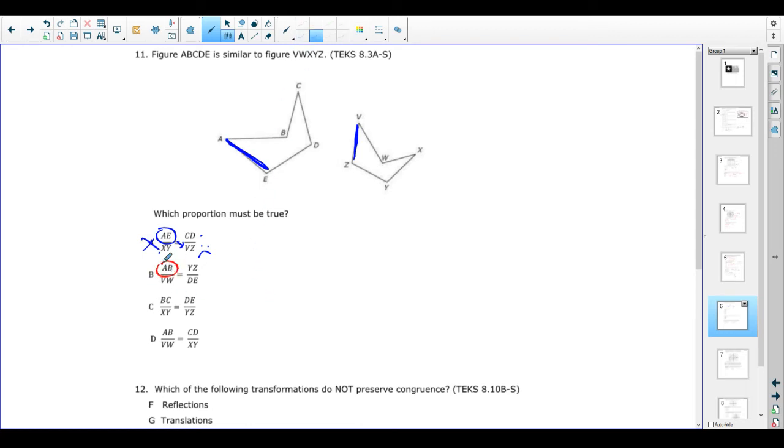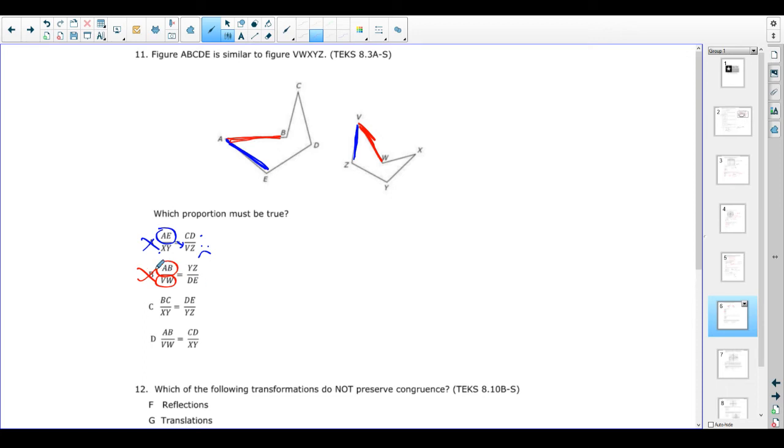Next one says AB. So again, we need this to line up with something else from this shape, and we need it to match up with WV. So one of our ratios should be WV. There it is. Okay, cool. And then we need YZ to be on this shape, and it's not. This cannot line up with the second side from the right shape because that is not how proportions work. So this is also not good. It's closer, or halfway there, but it's not enough.